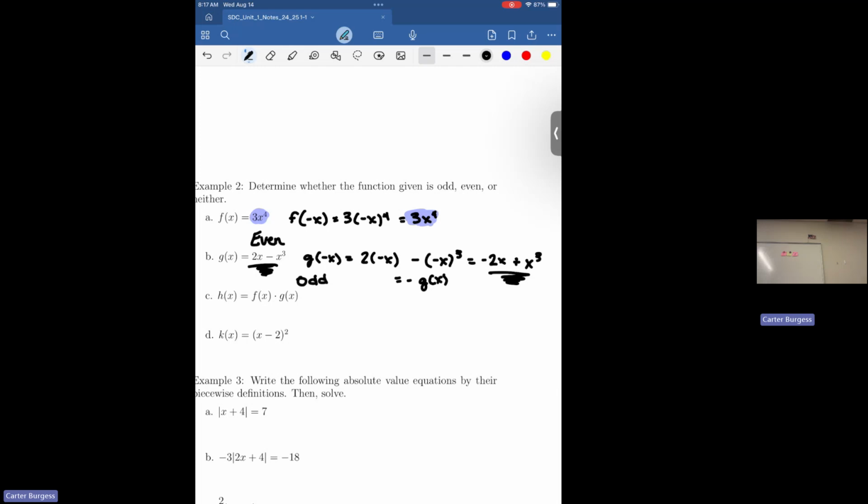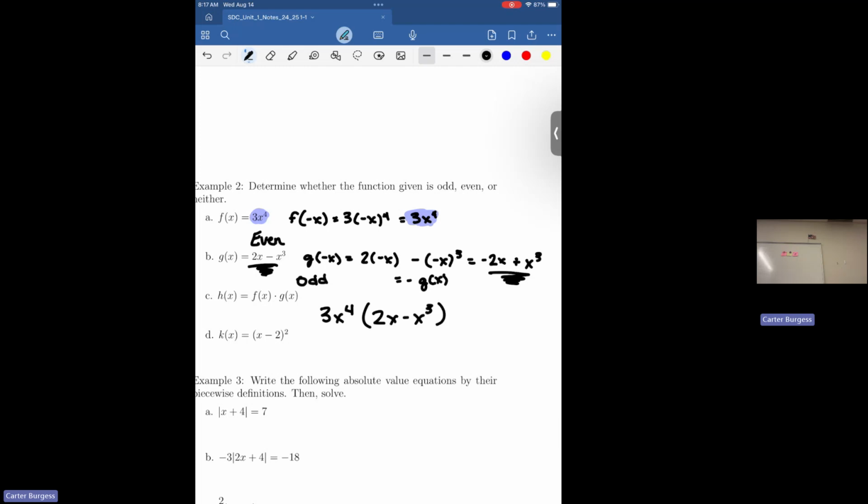Okay, let's take a look at these. I did give you guys the two tricky ones, but you guys did really well. I'm really happy with it. There were two different approaches that I saw for C. One approach, which I thought was great, was people took the function f(x), 3x to the 4, and multiplied it by 2x minus x.